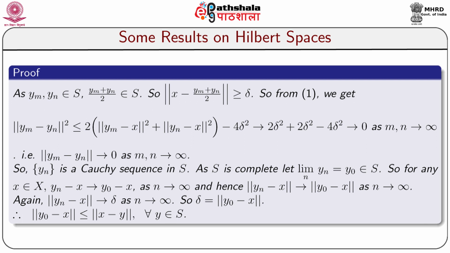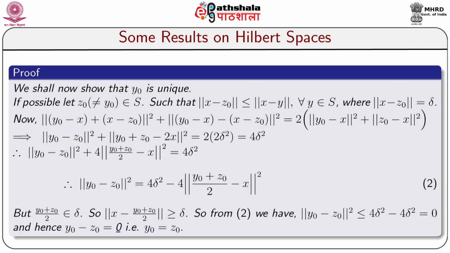As S is complete, we get yn goes to y naught which belongs to capital S. So, for any x belonging to capital X, yn minus x goes to y naught minus x as n tends to infinity, and hence norm of yn minus x goes to norm of y naught minus x as n tends to infinity. Again, norm of yn minus x goes to delta as n tends to infinity. So, delta equal to norm of y naught minus x. So, norm of y naught minus x is less or equal to norm of x minus y for all y belonging to capital S. We shall now show that y naught is unique. If possible, let y naught is not unique.